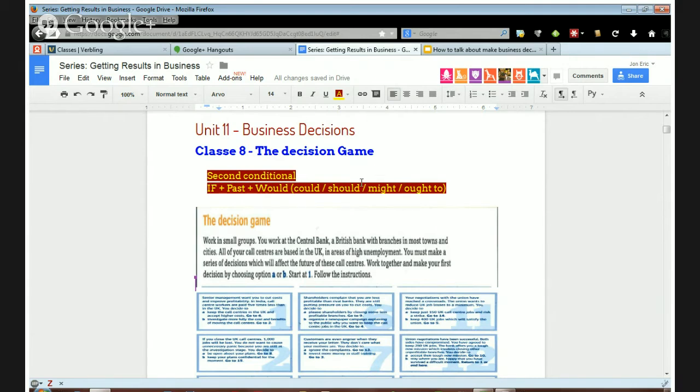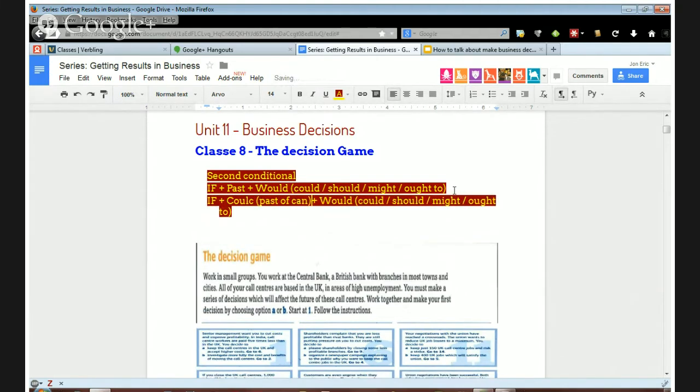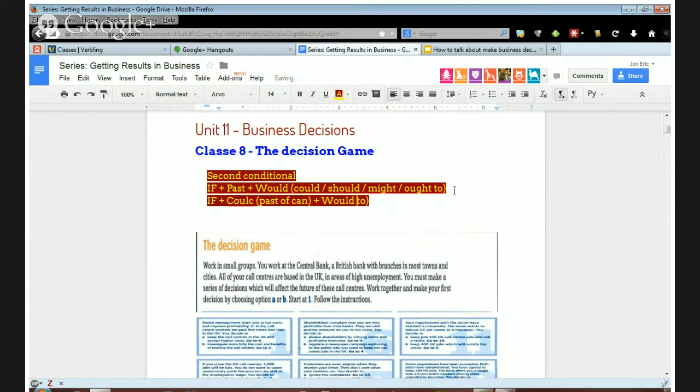So another version of this, I should put a little note here. We can use could in the first part. If could is the past of can, then we can use could and would in the second part. So that's an alternative for you. There's a few others, but that's good enough for today. Oh, sorry, I spelled could wrong. Typo. So if I moved the call center, it would cut costs. If we could move the call center, it would cut costs. Those are two forms of the second conditional that we need to practice. Hopefully that's clear. And let me put the game board back on screen.